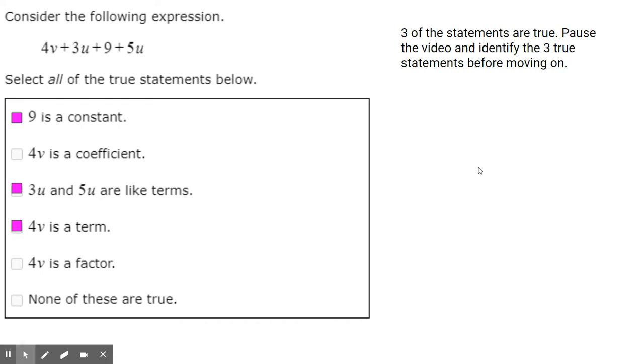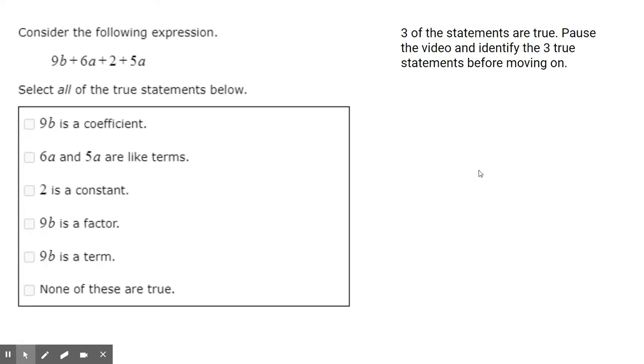Okay, we're going to do one more of these. Pause it again. 3 of them are correct. Find the 3 that are correct. Welcome back.